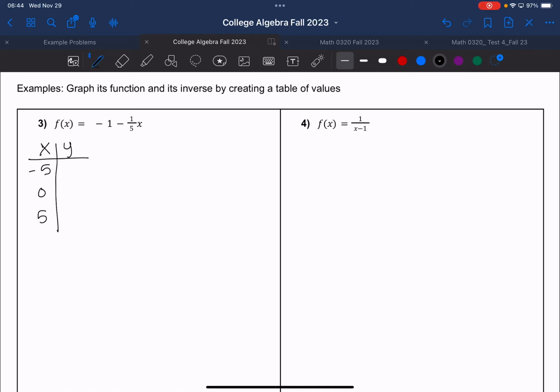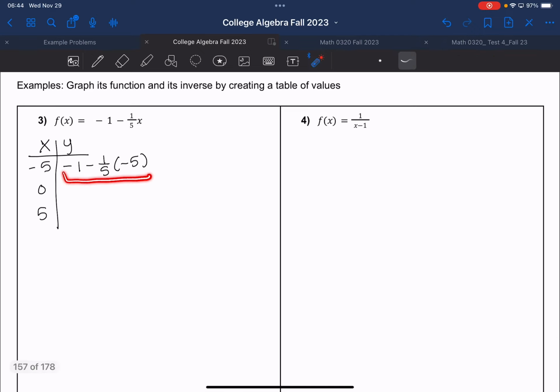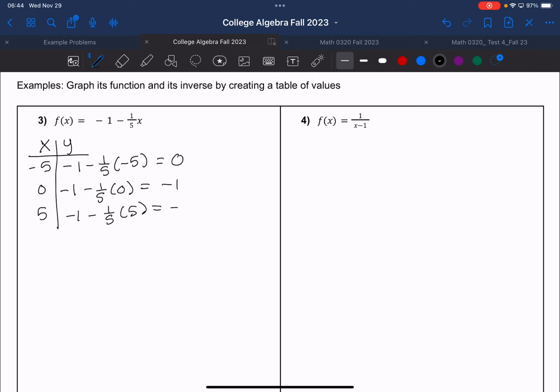So once I pick my points for x, I'm going to plug them back into my equation to find my y values. So for the first one, I have -1 minus 1/5 times -5. Remember, you could type this whole thing into your calculator here. Just don't forget those parentheses. And then you should have got 0. Okay. And I'm going to do the same for both 0 and 5, so you can practice plugging this into your calculator. So -1 minus 1/5 times 0 gives us -1. And -1 minus 1/5 times 5 gives us -2.